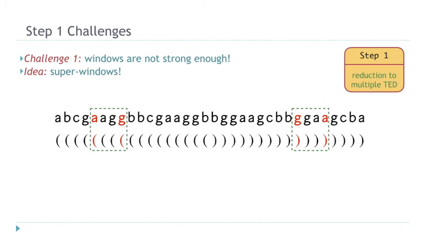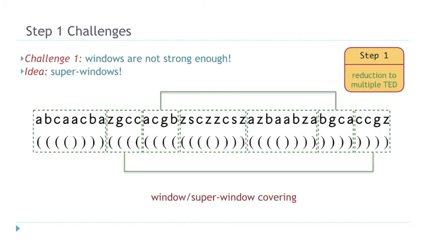So our remedy is a notion that we call super windows. It's basically a combination of two windows, one window on the left, one window on the right. And then we merge them and we call it a super window. In our solution, we take into account both windows and super windows. We make a bunch of windows, we make a bunch of super windows, and then compute the distances between them. And in the end, we put these gadgets together to construct the solution.